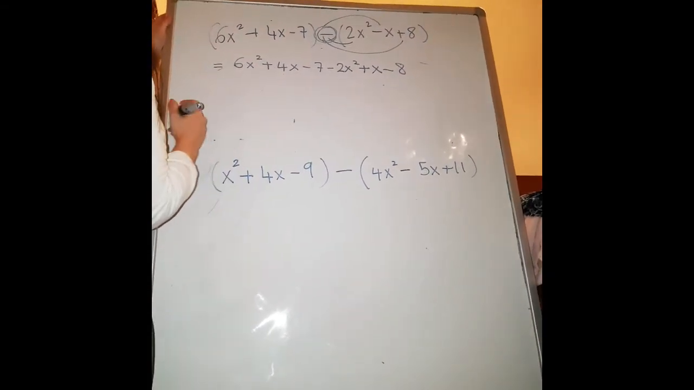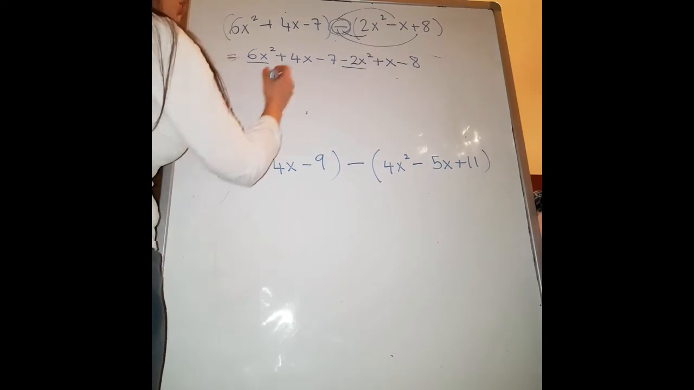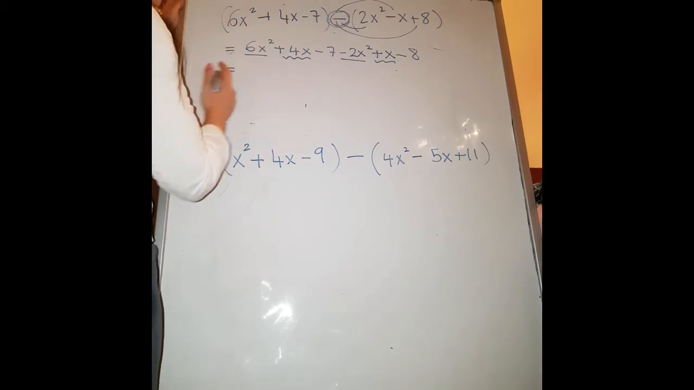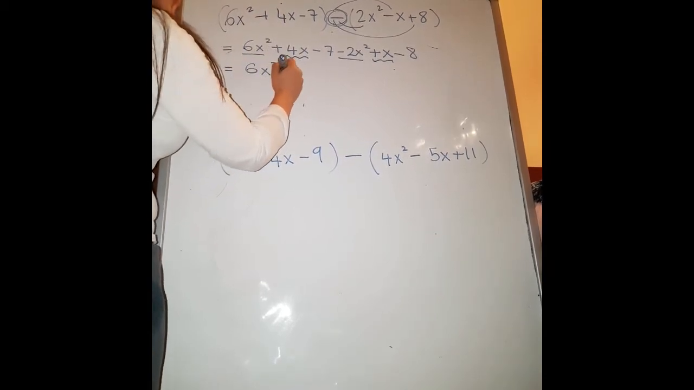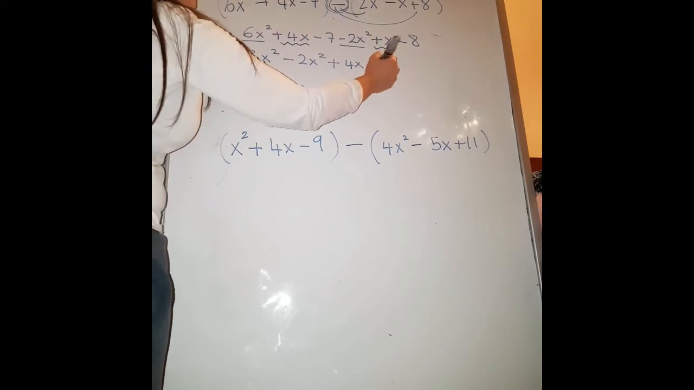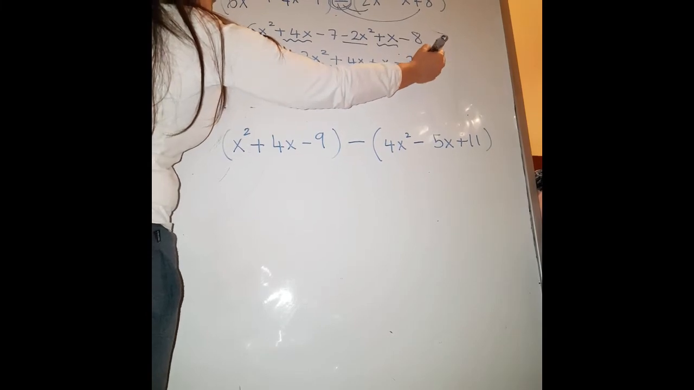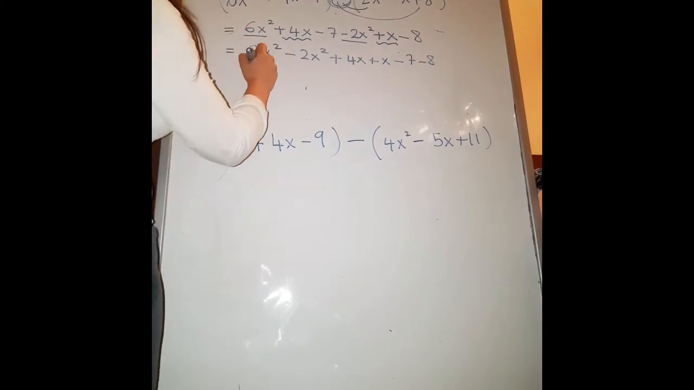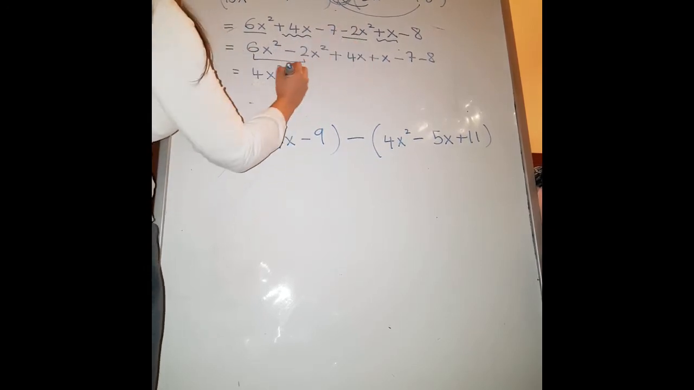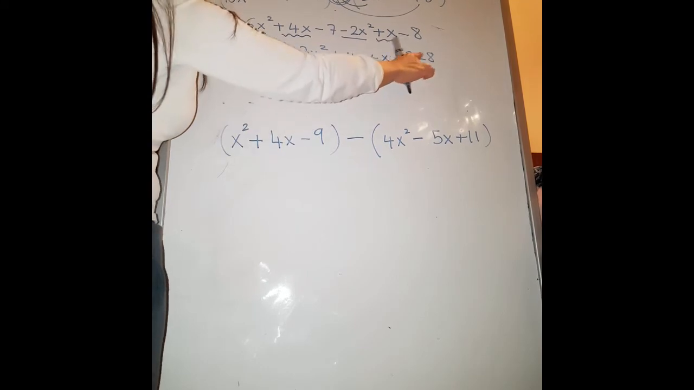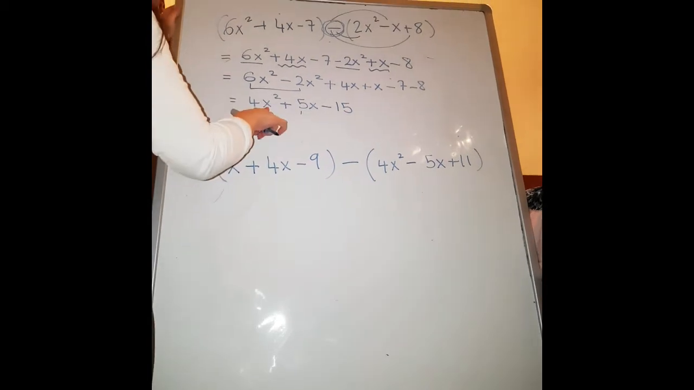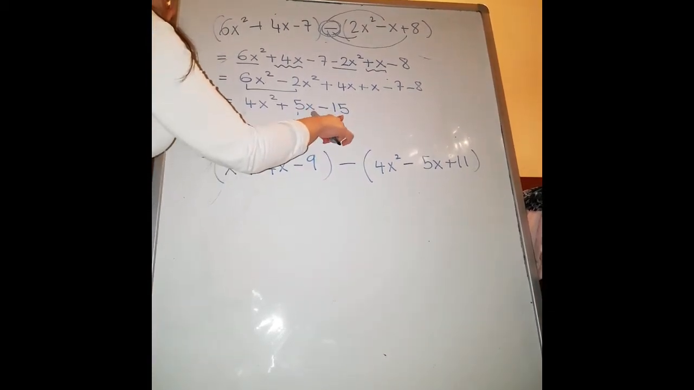And now I look for my like terms. This and this are like terms. This is a plus 4 and a plus x. And I rewrite them, grabbing them together. 6x to the second minus 2x to the second plus 4x plus x. And I have a negative 7 and a negative 8. And I start adding and subtracting my like terms. 6 minus 2 is a 4x to the second, plus 4 plus 1 is a plus 5x, negative 7, negative 8 is a negative 15. Are they in standard form? To the power of 2, to the power of 1, 0, yes they are.